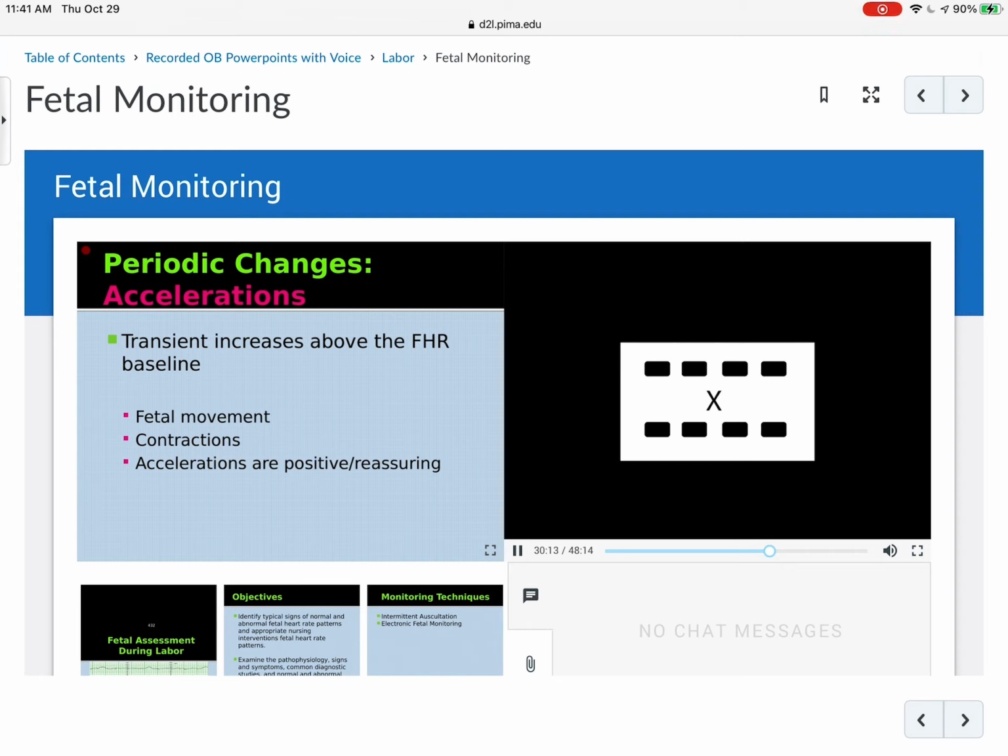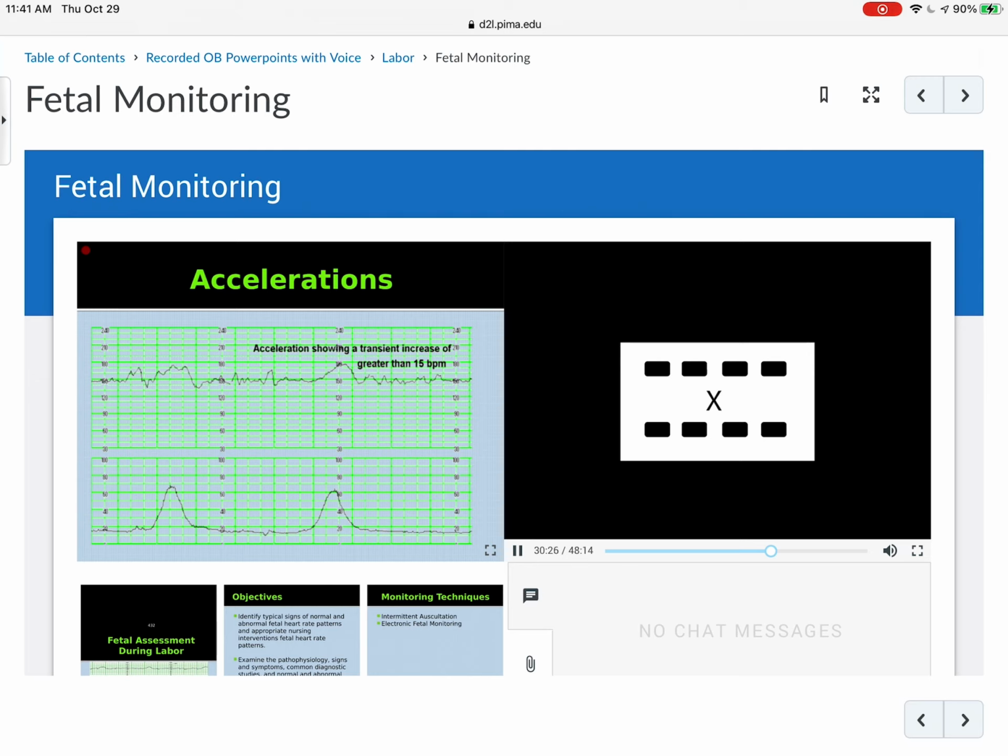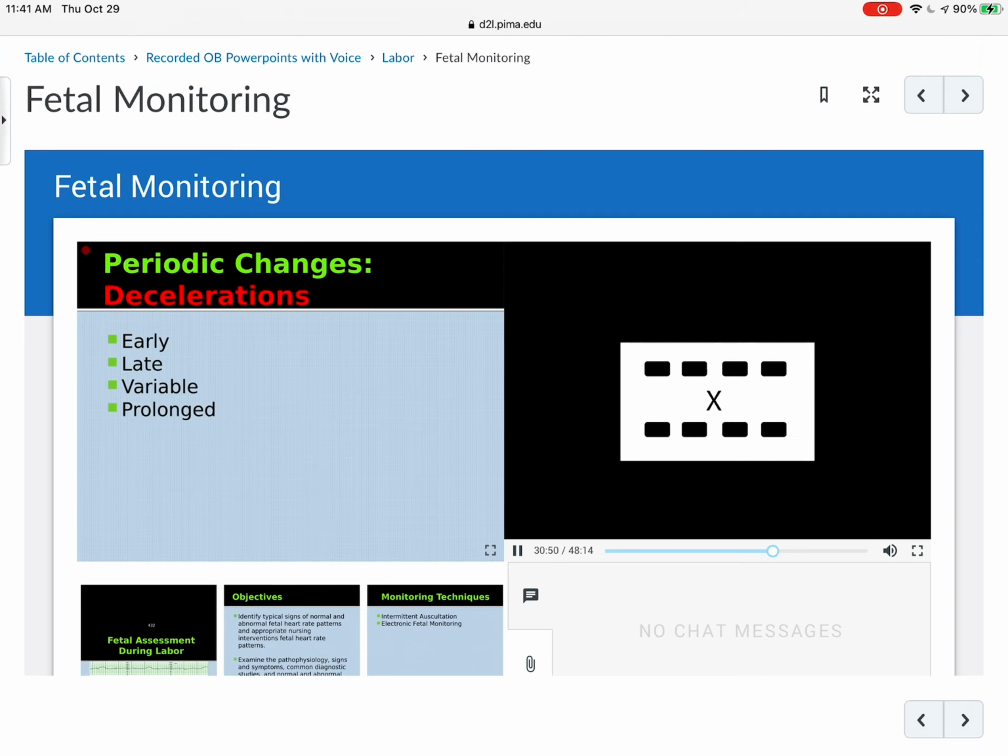We already talked about accelerations, how they're transient increases above the fetal heart rate. Usually it's connected with fetal movement, contractions. Accelerations are positive, they're reassuring. It means it's a happy baby, you'll be a happy nurse. Here's another strip showing accelerations. You can see the baseline fetal heart rate is 150s, moderate variability with accelerations with contractions up to, wow, 170s, 180s. Happy baby, happy mom, happy nurse. You can see that patient is contracting with accelerations.